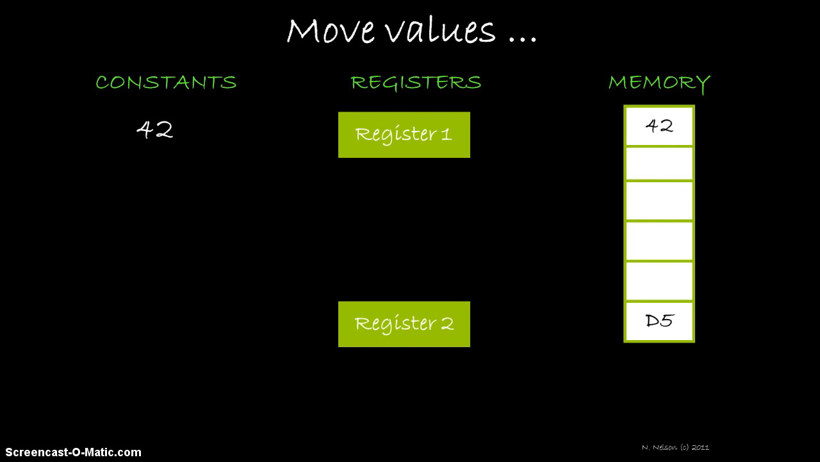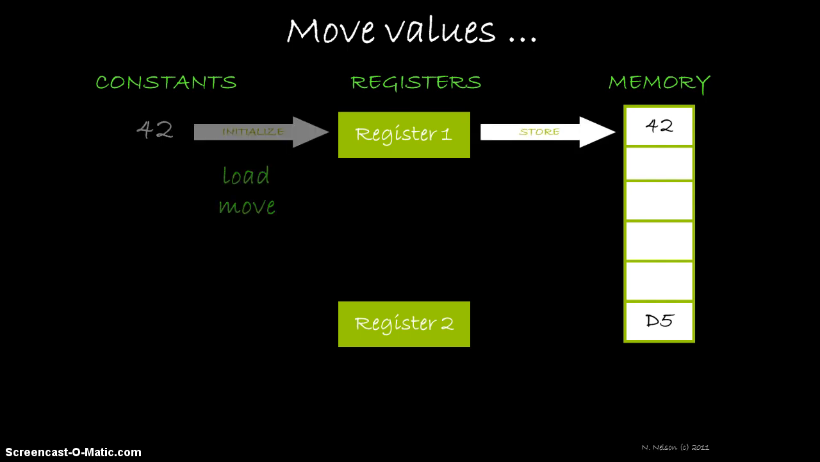Normally, an initialization operation requires moving a constant value into a register. The instruction to do this will usually be either a load or a move. The source is the constant value, in this case a 42, and the destination is one of the registers. A store operation means moving a value from a register out to a memory location. The instruction to do this will usually be either a store or a move. In this case, the source is a register and the destination is a specific memory location.